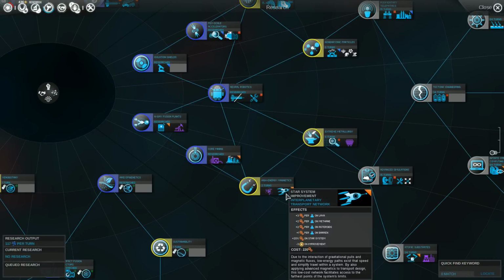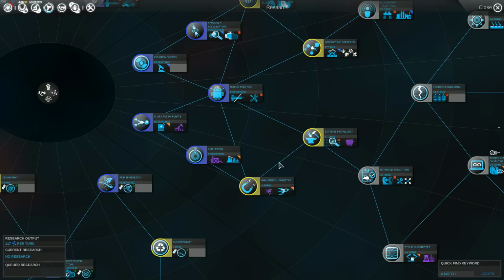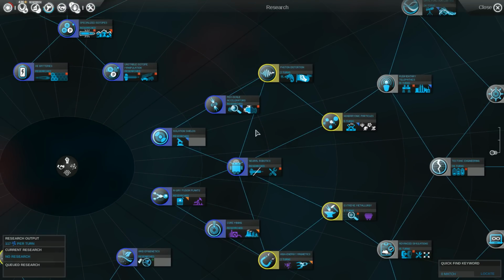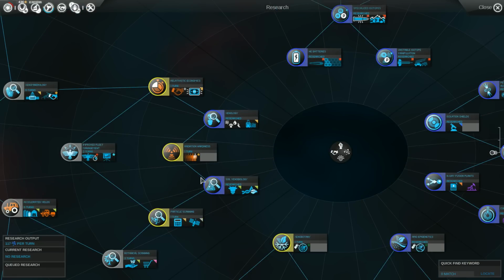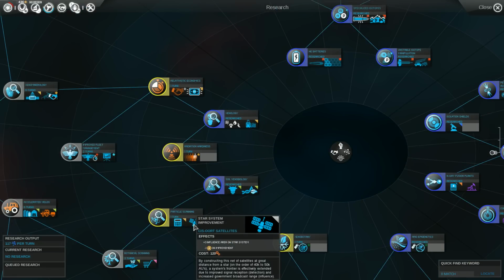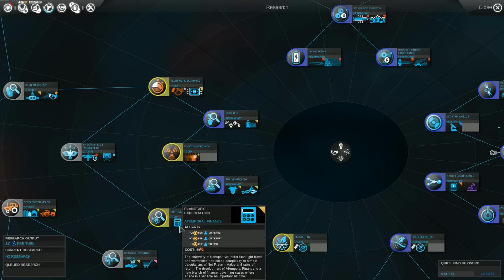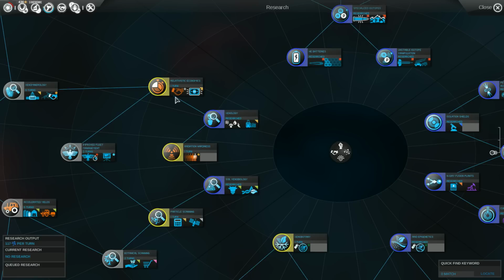Okay, so that was core mining. What is this going to give us? Plus 3 improvement, but on lava. Plus 20% industry on star system. Minus. Okay. Probably won't be grabbing that yet. Plus 3 influence area on star system. Okay, so that's gonna be the dust.